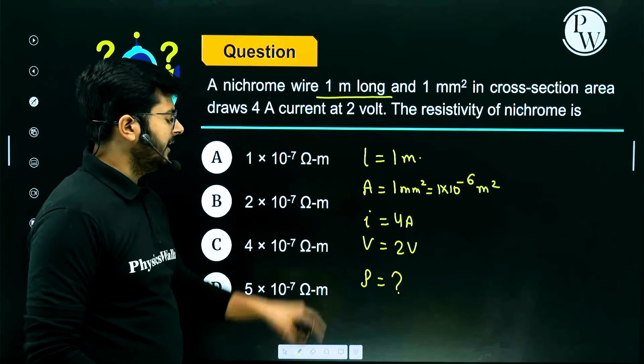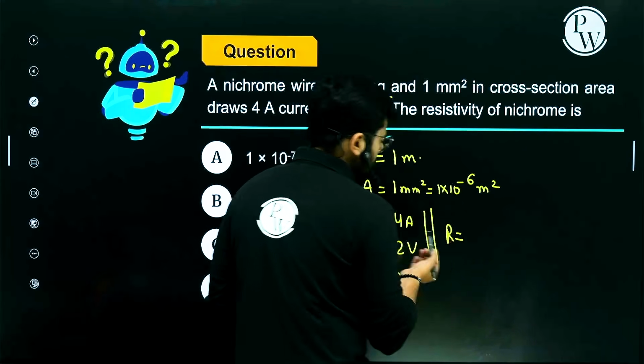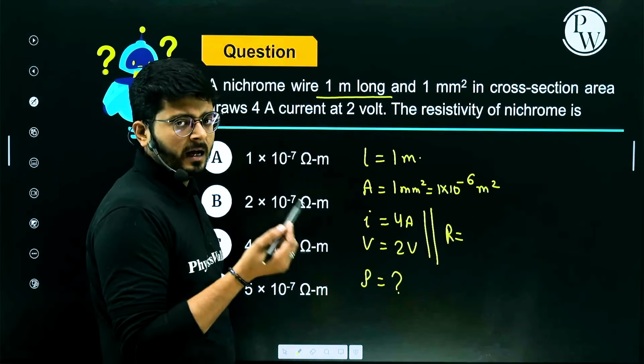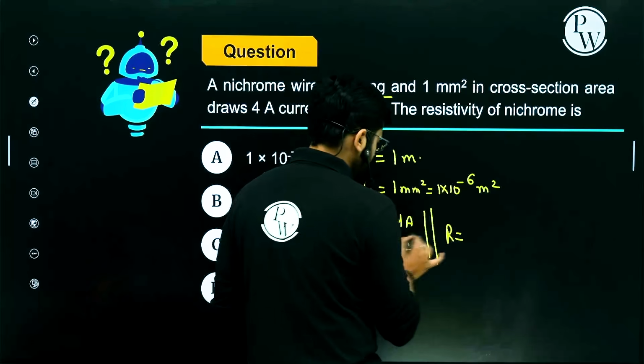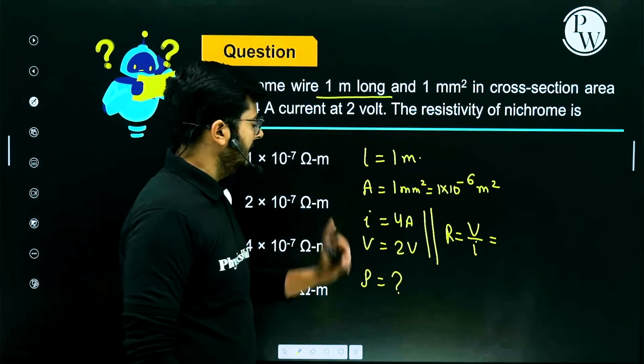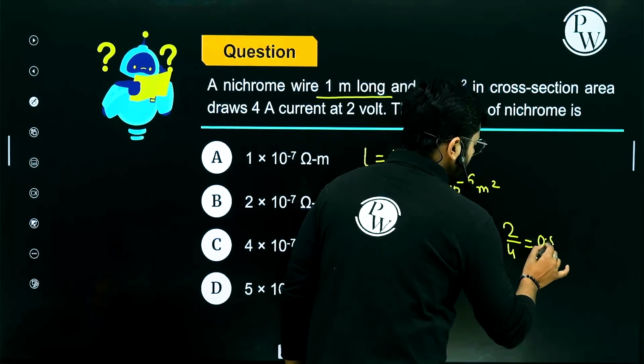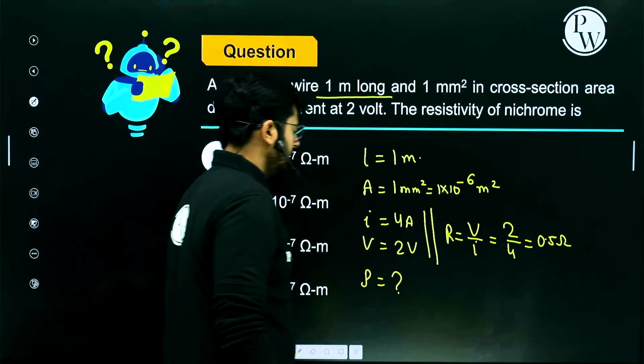So I and V are given. From that, the resistance of the wire can be calculated. V equals IR, right? So R equals V by I. V is 2, I is 4. So 2 by 4 is going to be 0.5 ohm. This is going to be the resistance of the wire, right?